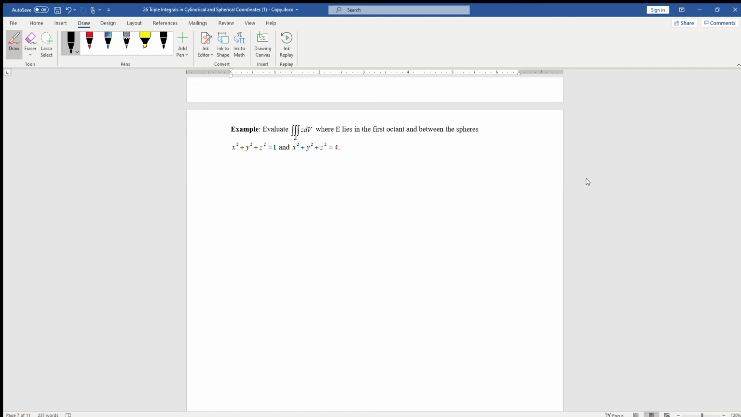So we'll start with a really easy one. Let's say we want to evaluate the triple integral of z, where the region E lies in the first octant, and it's going to lie between two spheres, x squared plus y squared plus z squared equals 1, in other words, the unit sphere, and then x squared plus y squared plus z squared is equal to 4. All right, so if we're in the first octant, everything's positive. So z is greater than or equal to 0, x is greater than or equal to 0, and y is greater than or equal to 0. Realistically, we just get an eighth of a sphere, and we're going to get the volume that's in between those spheres.